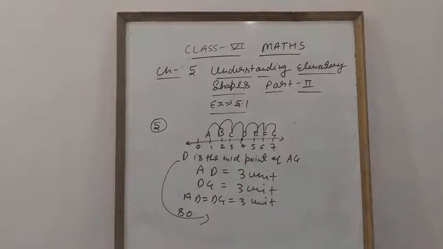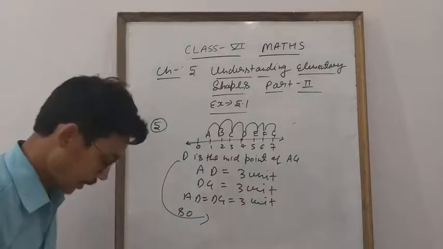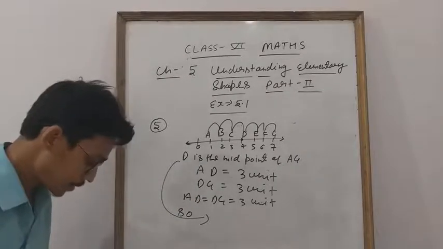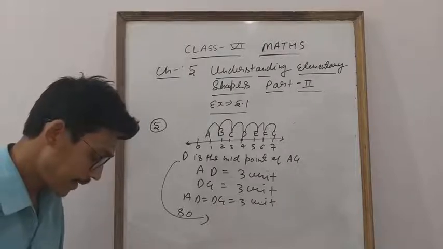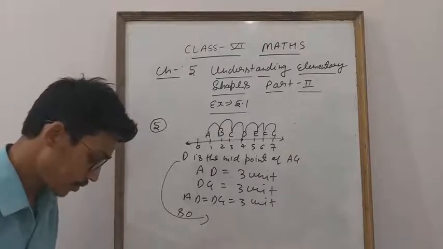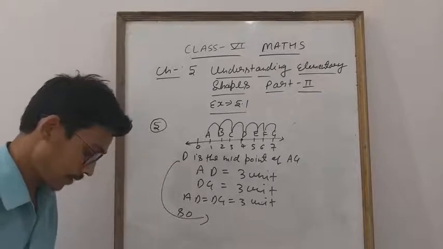Clear everyone? What you will do: you will find out the distance on the left hand side and the right hand side, and you can say very easily that this is the midpoint. Okay everyone? Next question. If B is the midpoint of AC and C is the midpoint of BD, where ABCD lie on a straight line, show that AB equals CD. This question you will try to solve yourself.